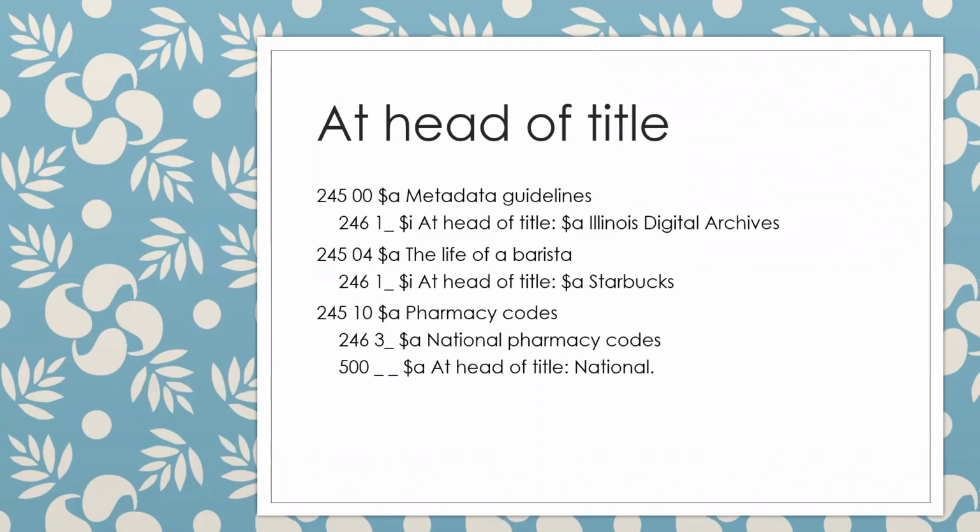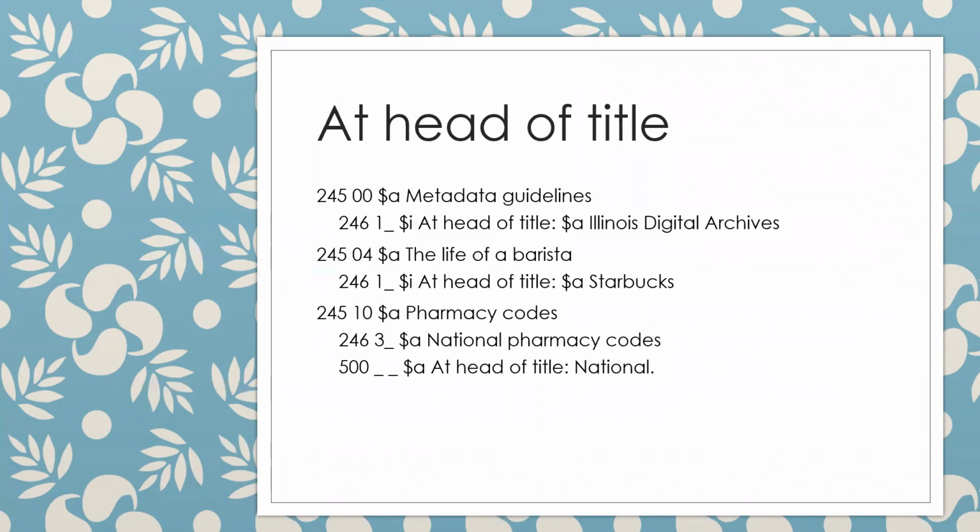So let's look at our examples. The first one, we have a 245 00 Metadata Guidelines. And then we have a 246 first indicator 1, second indicator blank, and then our subfield i at head of title, and then a colon space, subfield a, Illinois Digital Archives. For our second example, we have a 245 04, The Life of a Barista. And then for our 246 first indicator 1, second indicator blank, subfield i at head of title, colon space, subfield a, Starbucks.